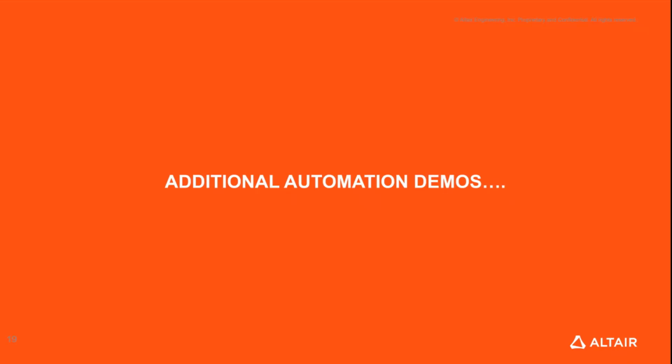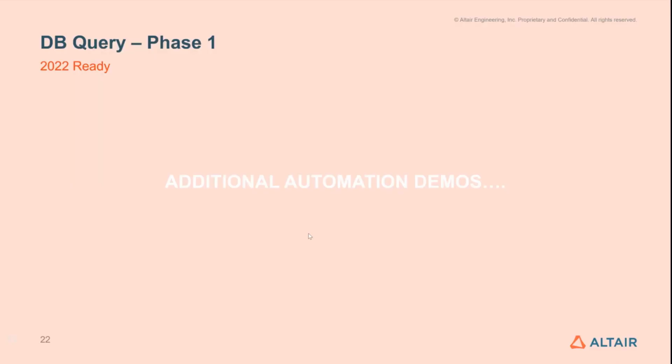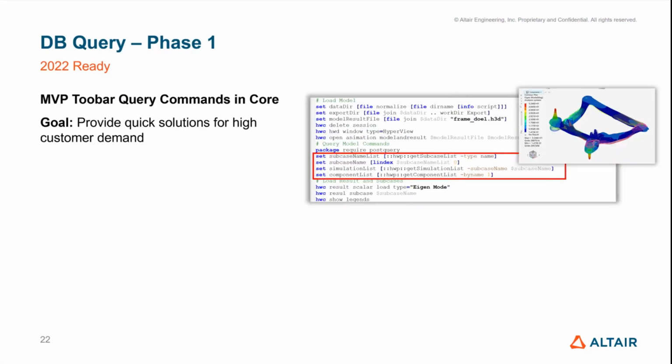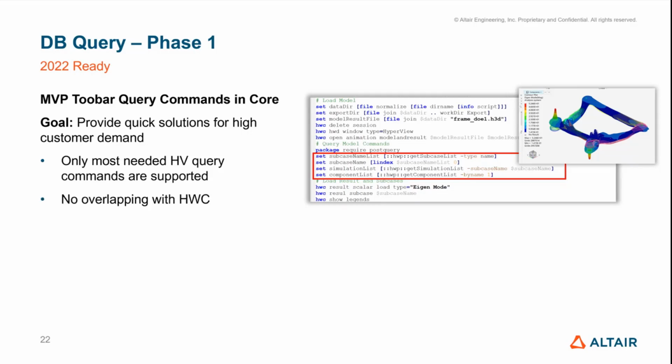Hello, my name is Stefan Eberhardt, and I will show you additional automation demos for HyperWorks 2022. So I start with database query. Here we introduced quick solutions for HyperView. For the most asked-for commands, something like, for example, if you want to get a subcase list or if you want to loop over a component list, we support the most needed HyperView query commands. There is no overlapping with HWC.